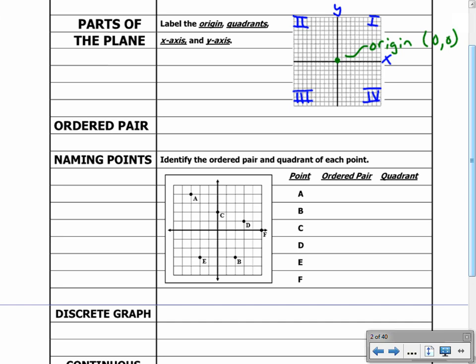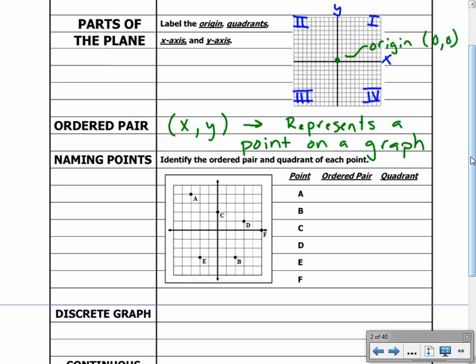So we're going to be doing some graphing today, and you need to know these key parts of the coordinate plane. And you also need to know what an ordered pair is. So an ordered pair is written as x comma y inside of a set of parentheses, and it represents a point on a graph. So each ordered pair, when we graph, has an x value and a y value.